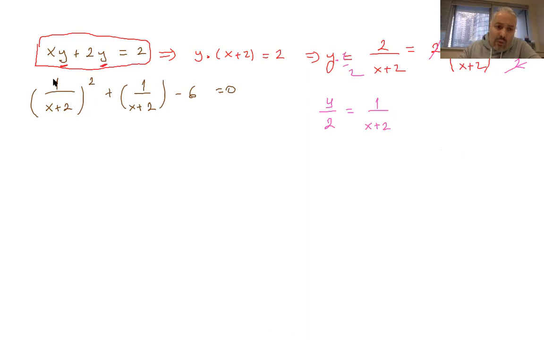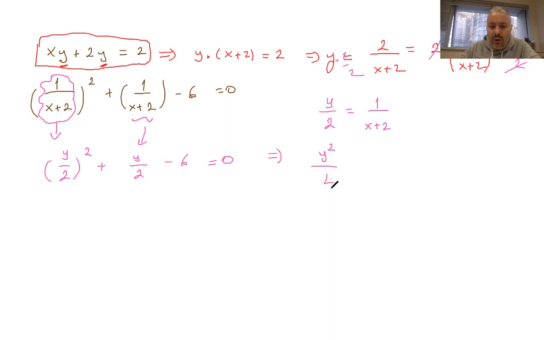Now 1 over x plus 2 is y over 2. So I am writing here, y over 2 to the power of 2, plus, now this part will be just y over 2, minus 6 is equal to 0. Now, when you continue here, it's clear that y squared over 4 plus y over 2 minus 6 is equal to 0.